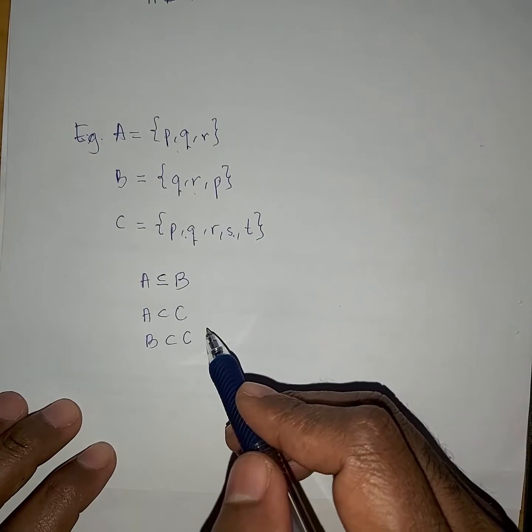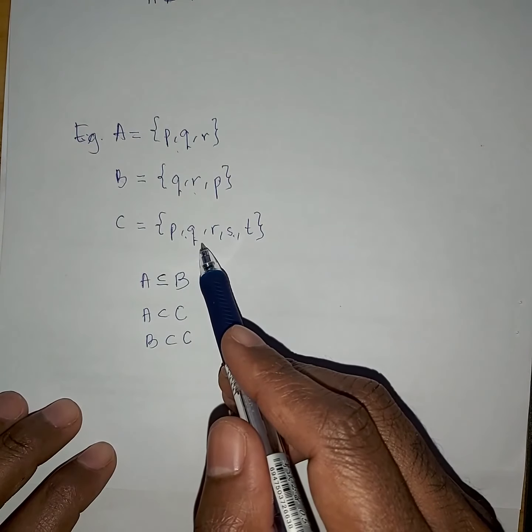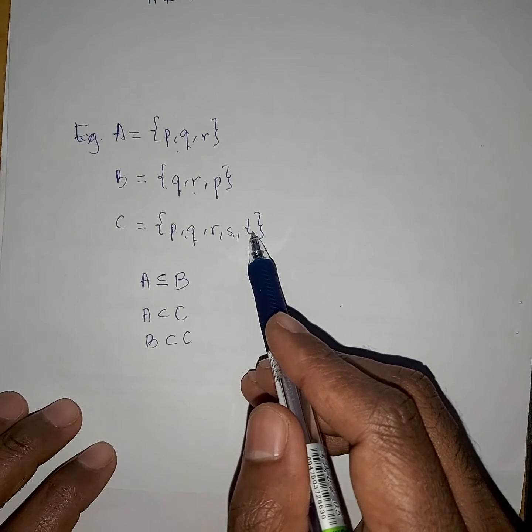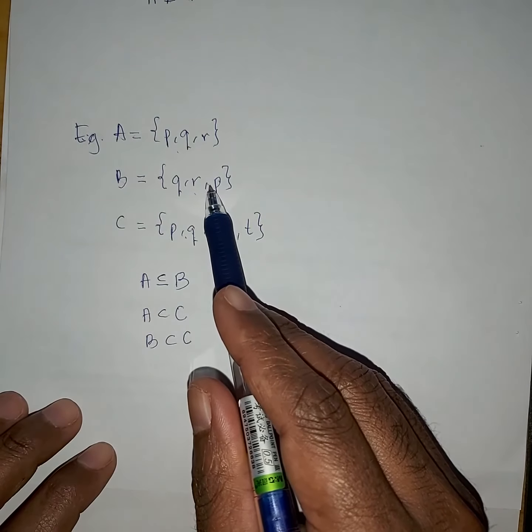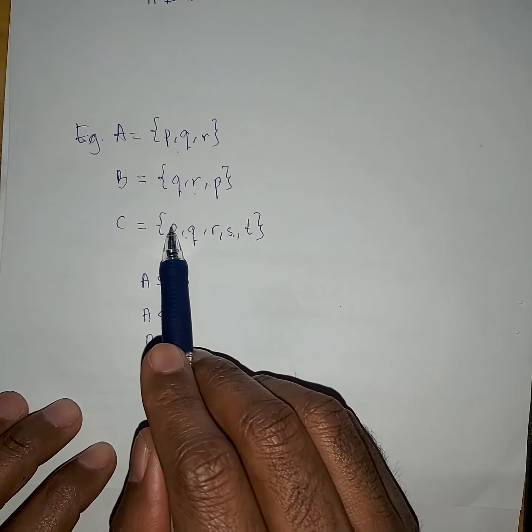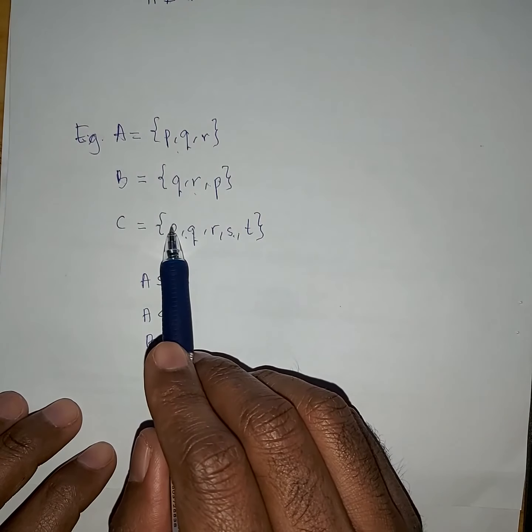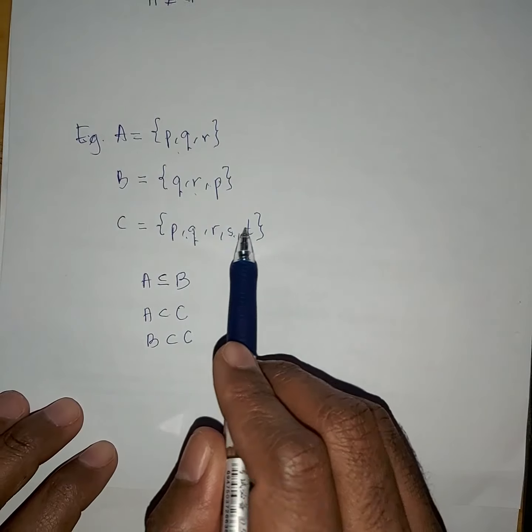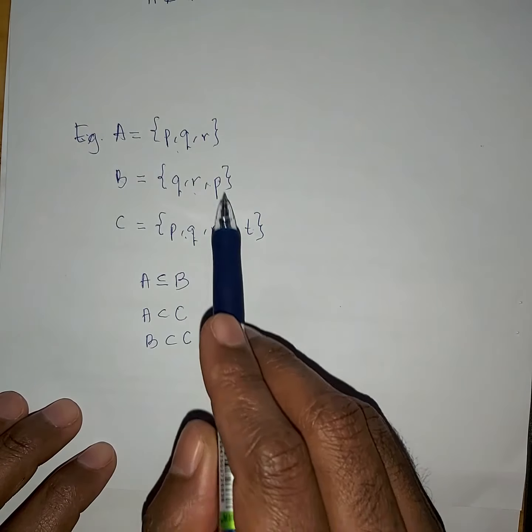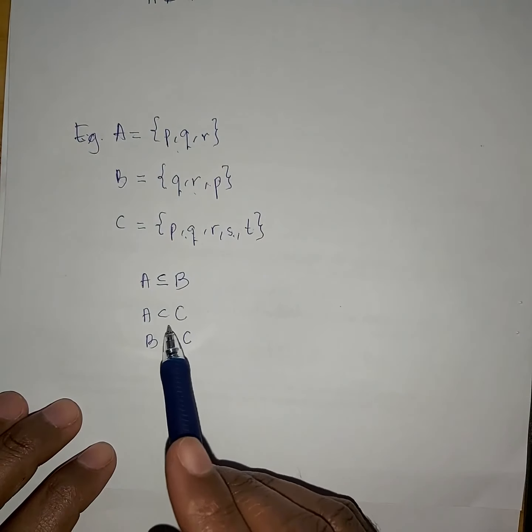Why? Because set C, you have extra elements which you do not find inside set B. So you are looking at Q, R, and P, Q, R, and P inside the set C. But S and T, you do not find inside set A, or you do not find inside set B. So you may write it also.